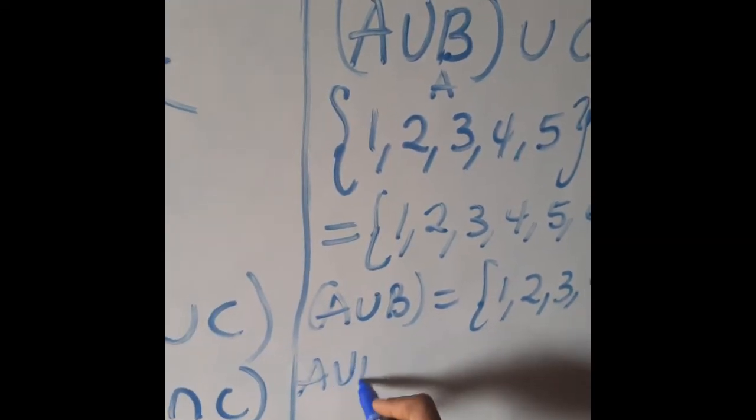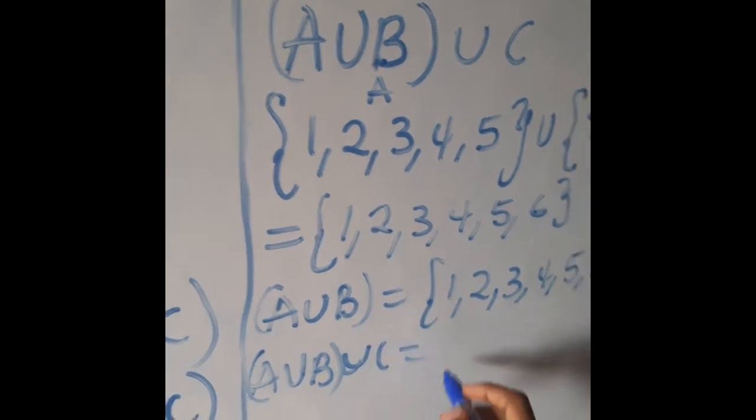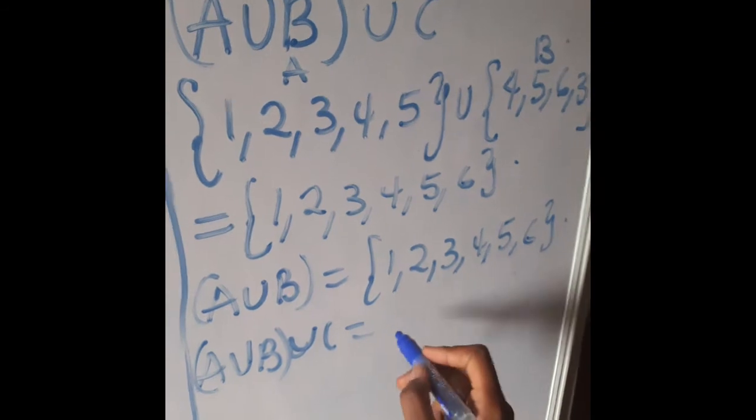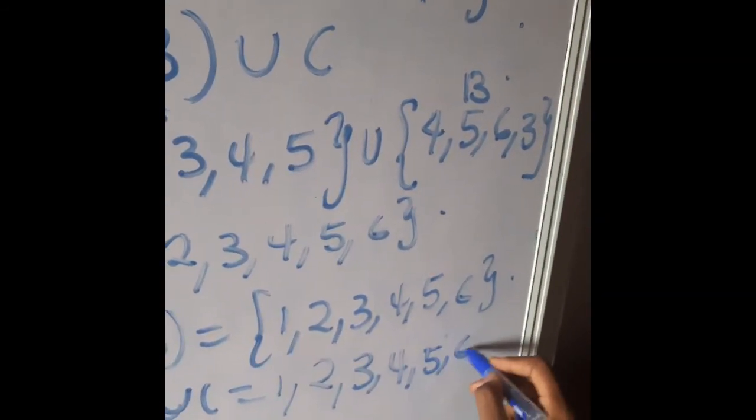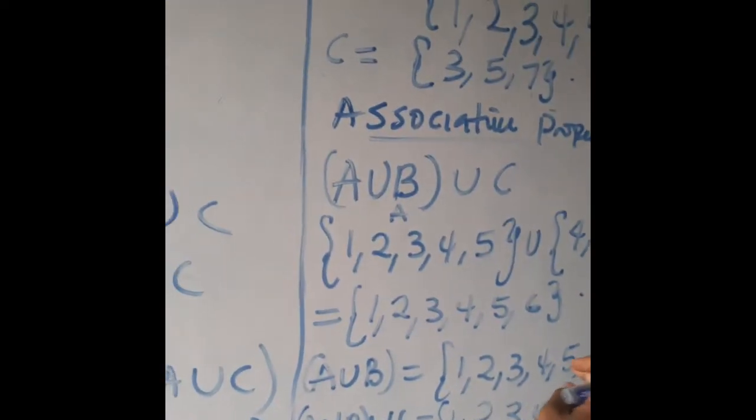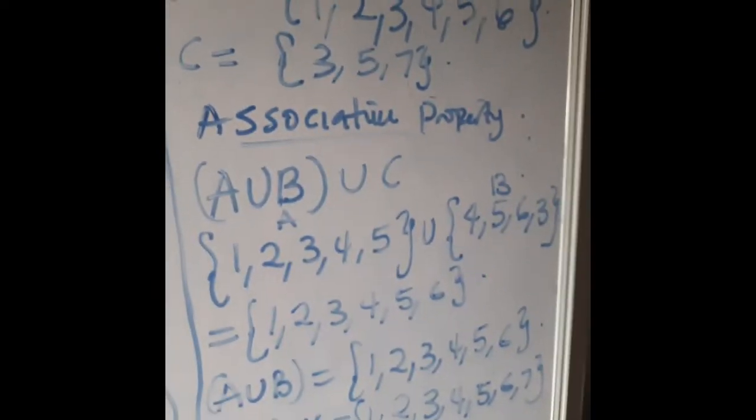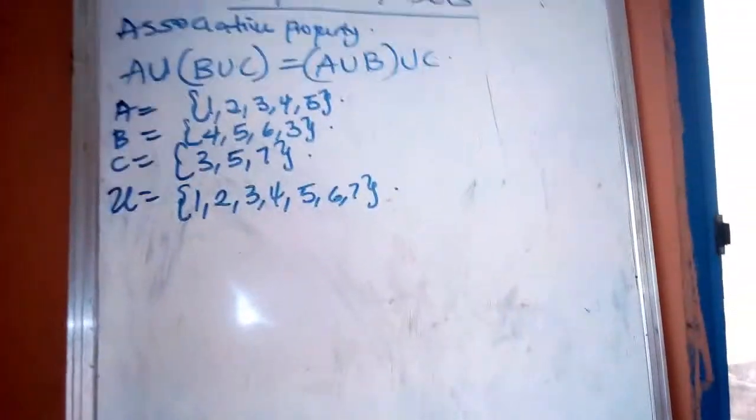A union B union C equals 1, 2, 3, 4, 5, 6, and 7. The union of this and our C gives us that. So we are going to solve for the associative property.